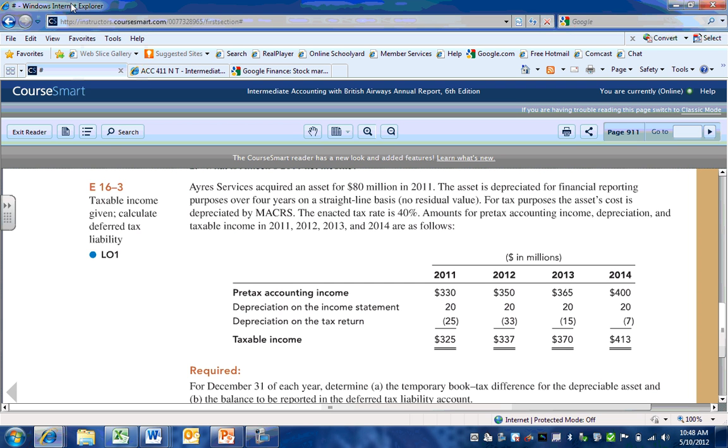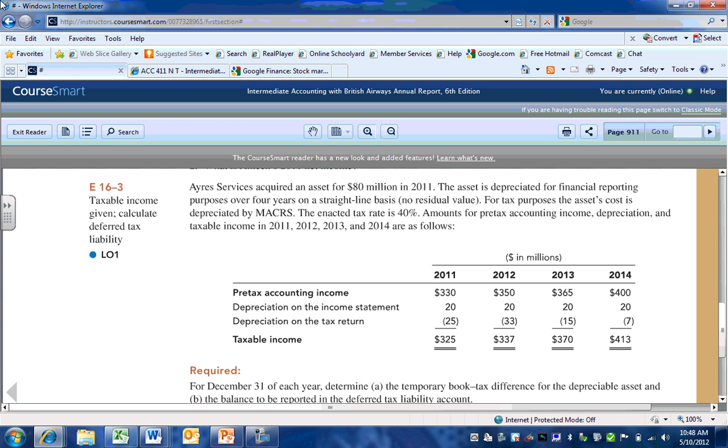In this video, we're going to be looking at the accounting for income tax when we have differences between how items are reported in the financial statements under GAAP and on the tax return under the Internal Revenue Service Code. We're going to be using exercise 16-3. It's on page 911 of your textbook.